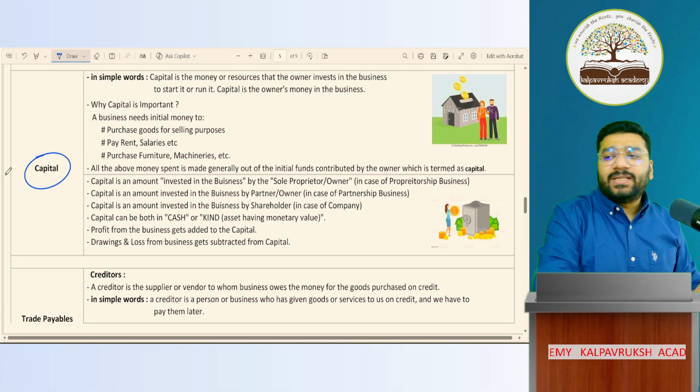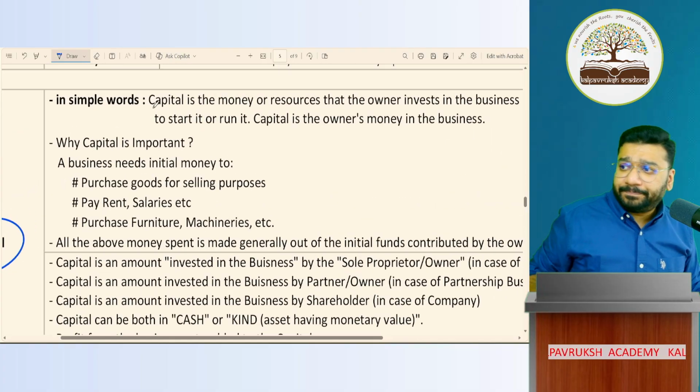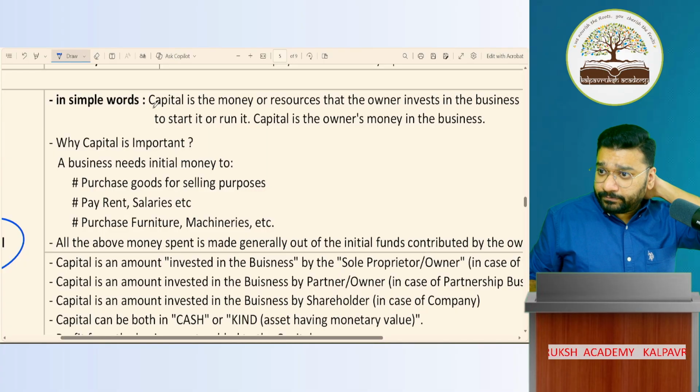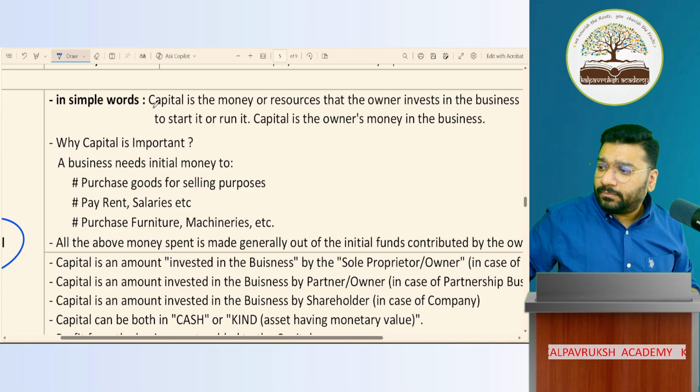What is capital? We discussed this in the last class. Capital is what? Yes, ma. Others?